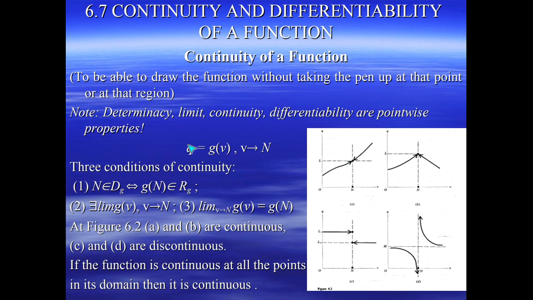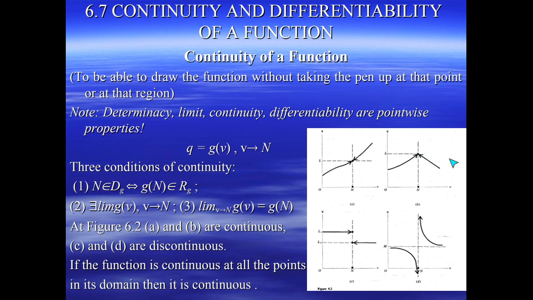Determinacy of a function, definiteness, limit, continuity, differentiability of functions are pointwise properties. So they are valid at each point. We should check at each point if we could. But if one of these properties is valid at one point in a function, it's not guaranteed that it would be valid at the point next to this.